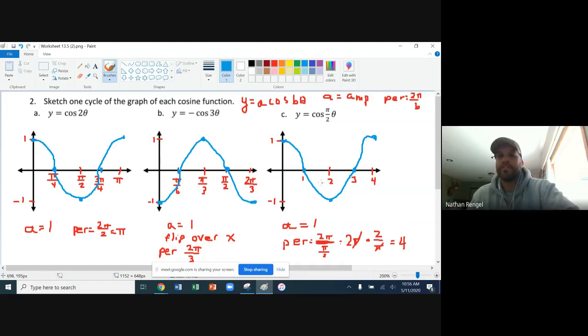So your cosine, obviously, we've talked about this quite a bit. It's going to look the same. Just check what those intervals are. Are you getting those correct intervals? Finding that period, 2 pi over b, and then working to create your theta axis and then create your y axis.